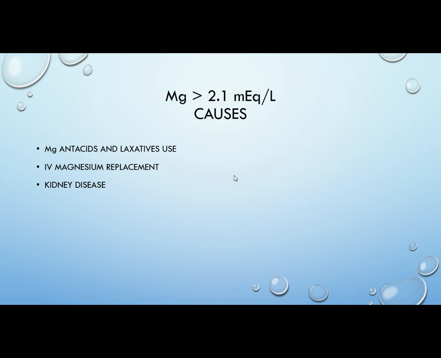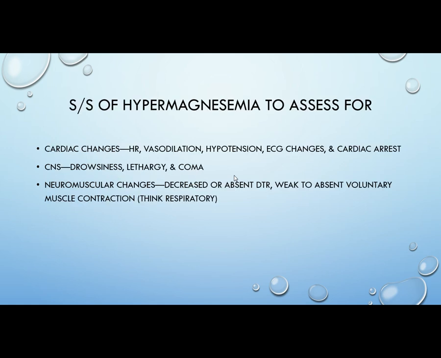So what are our signs and symptoms that we're going to assess for? Cardiac changes, central nervous system changes, neuromuscular changes. The patient may exhibit bradycardia, peripheral vascular dilatation, and hypotension. When the magnesium level gets severely high, you're going to see ECG changes like prolonged PR with a wide QRS complex. If bradycardia is severe, they can go into cardiac arrest. Patients with severe hypermagnesemia are in grave danger of cardiac arrest.